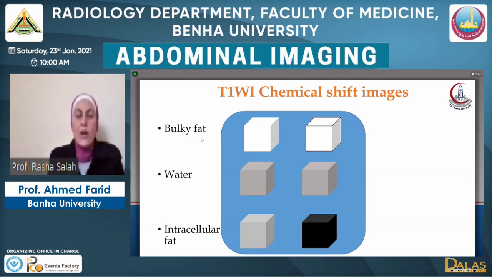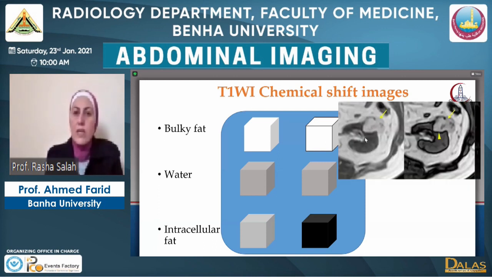We define tissues as tissues with bulk fat, or water tissue, or tissues with intracellular fat. If we have bulk fat, like the subcutaneous fat or angiomyolipomas in the kidneys, the tissue on the T1 weighted image appears bright. On the out of phase image, it doesn't drop its signal because it contains only fat, no water content. The water will be just at the interface, and it will drop, giving the chemical shift artifact or the India ink sign surrounding the bulk of fat.